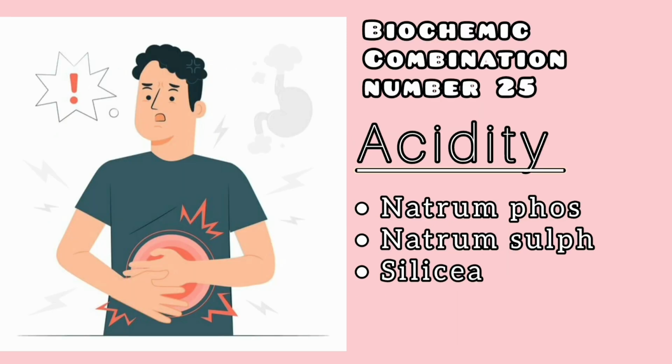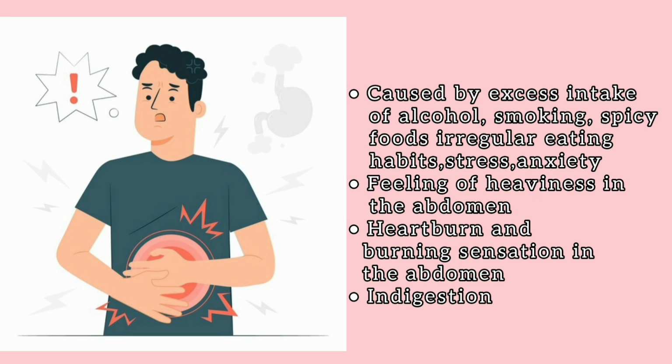Biochemic combination number 25, acidity: Natrum phos, Natrum sulph, Silicea. It is caused by excess intake of alcohol, smoking, spicy food, irregular eating habits, stress, and anxiety. Symptoms include a feeling of heaviness in the abdomen, heartburn, a burning sensation in the abdomen, and indigestion.